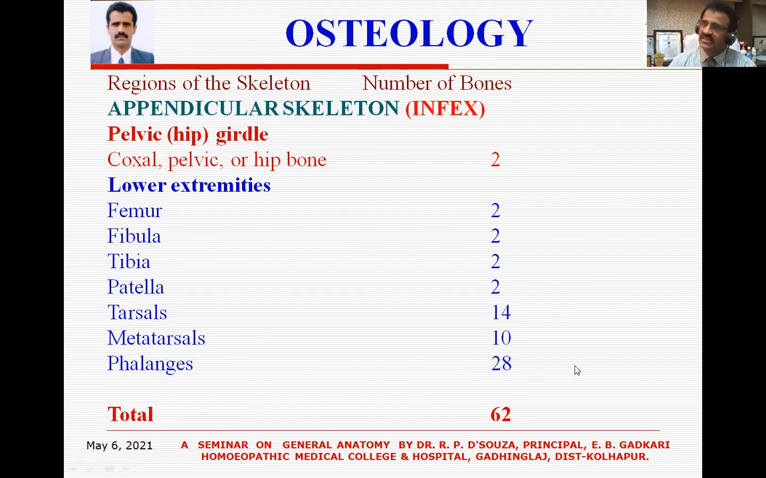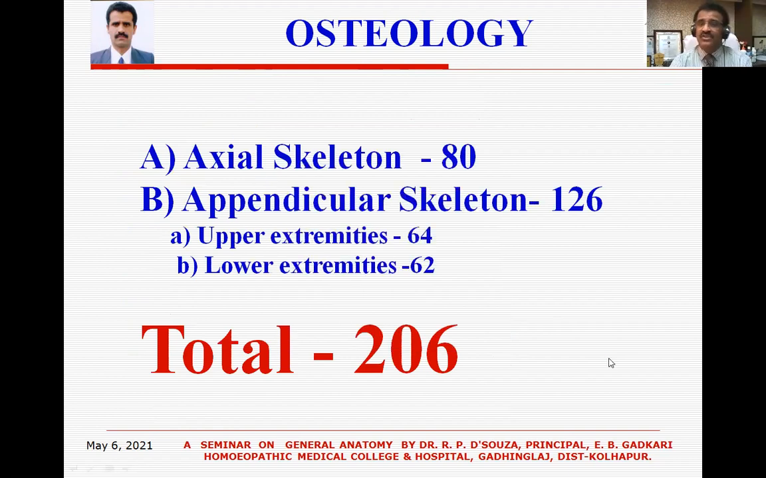So altogether 62. And if you count this together, 80 in the axial skeleton and 126 in the appendicular skeleton, see, 64 plus 62 is 126. And altogether there are a total of 206 bones in the body, considering 26 vertebrae. If you consider 33 vertebrae, they become 213. That depends upon how you count it.